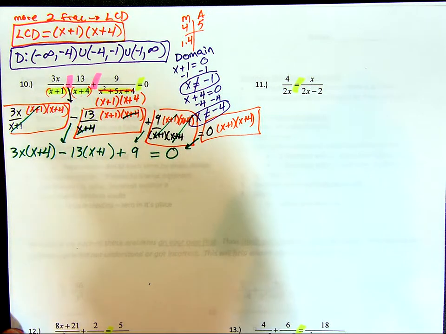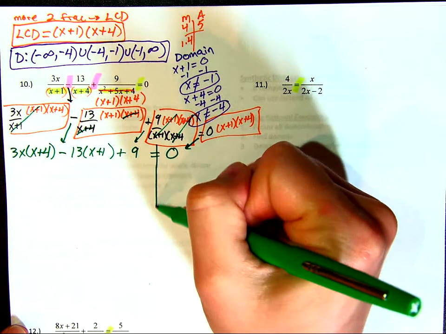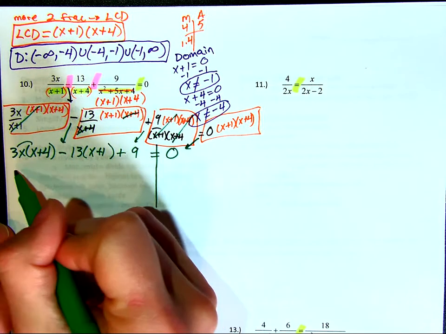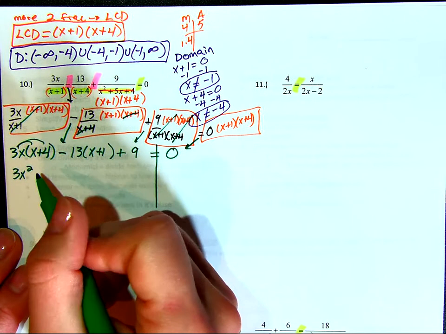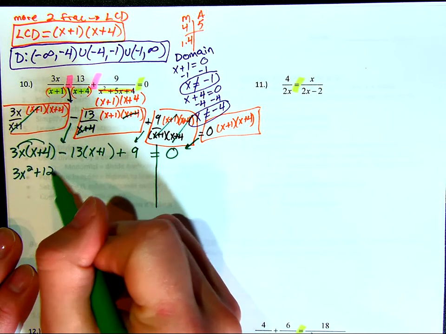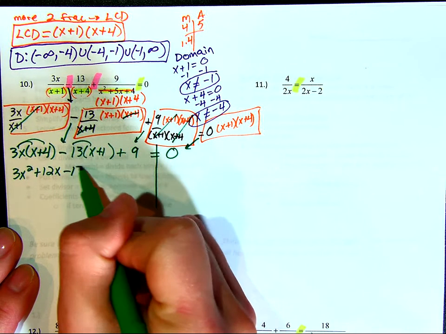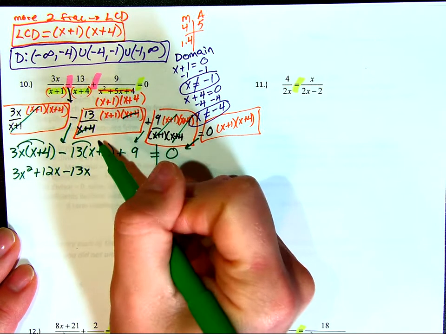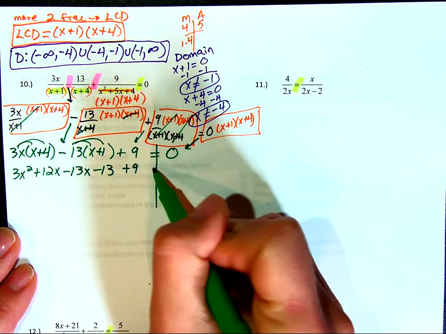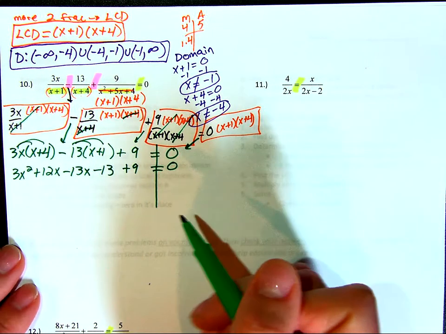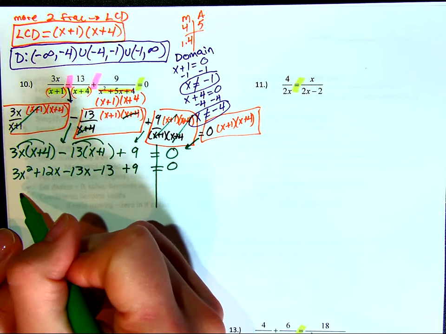Now we need to go ahead and solve this problem, which means we need to start distributing. So 3x times x is 3x squared. 3x times 4 gives me plus 12x. Negative 13 times x is negative 13x. Negative 13 times 1 is negative 13. Bring down our plus 9, still equals 0. Combine our like terms, so we have a 3x squared.